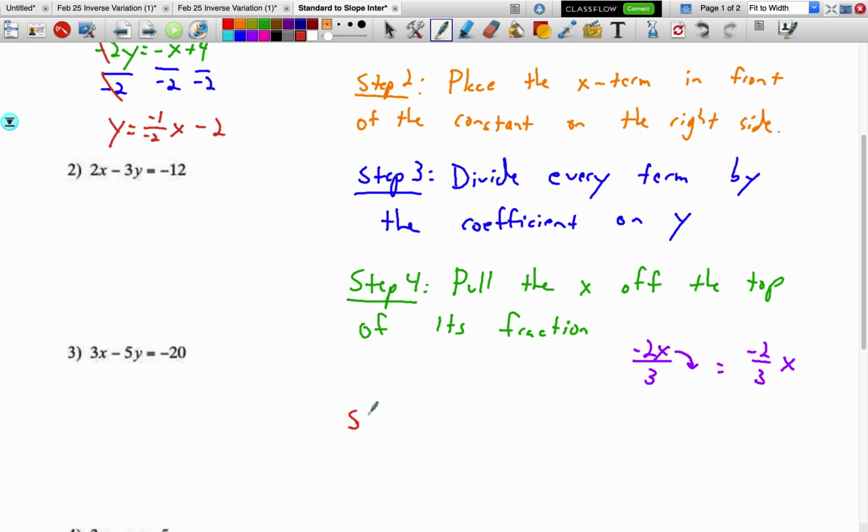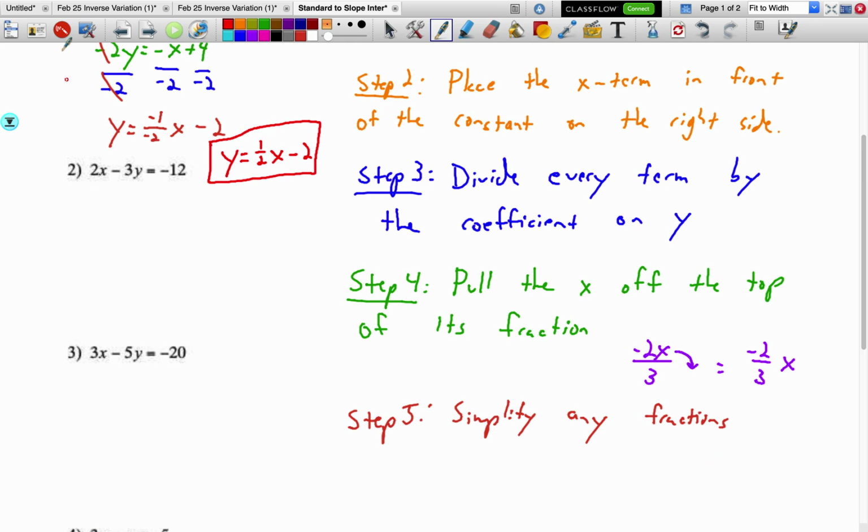All right, and then step 5 is going to be simplify any fractions. So we already turned the 4 over negative 2 into a negative 2. Here we can just get rid of those negatives in this fraction and write our equation as y equals 1/2 x minus 2. So the negatives cancel out.